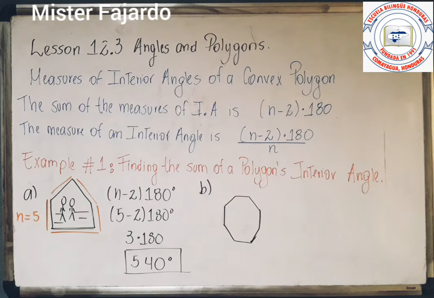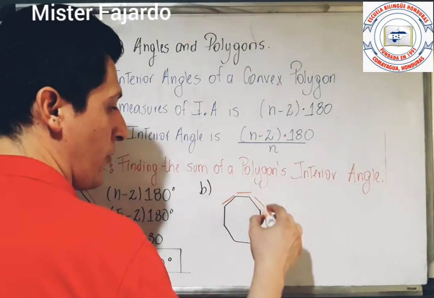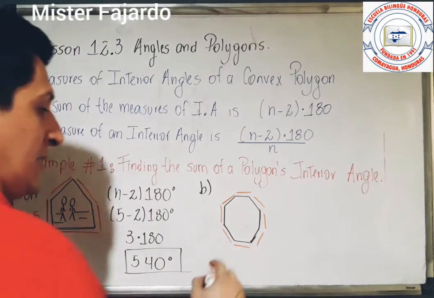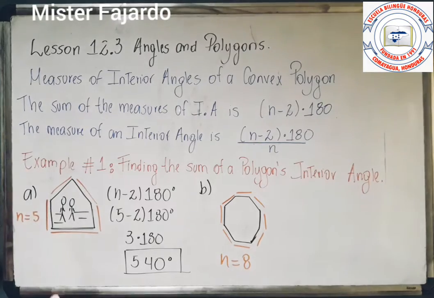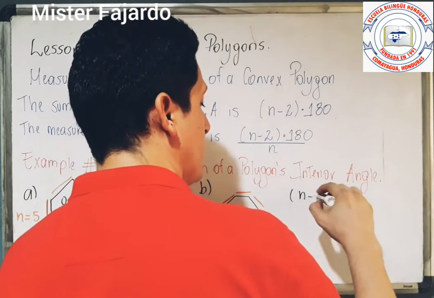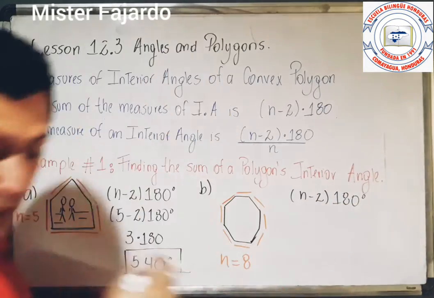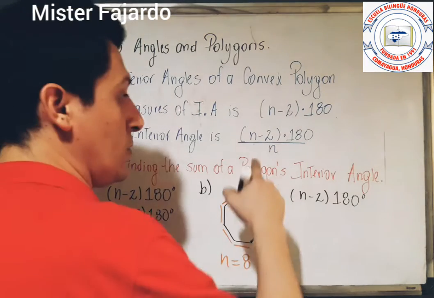It's really easy. Okay? Now we are going to do the next example. You need to see again how many sides you have. You have 1, 2, 3, 4, 5, 6, 7, and 8. That means that n has a value of 8, okay? And now you need to apply the formula again, okay? It's really easy. n minus 2 times 180, okay? If they ask you to find the value of a specific interior angle, we are going to use that other formula.